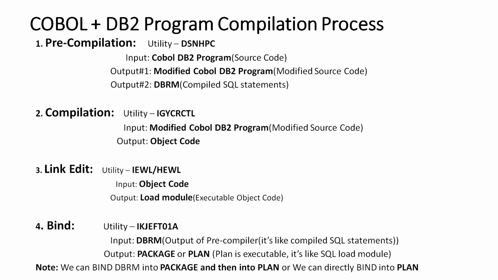Okay, it will create two outputs. This pre-compilation will generate two outputs. First output is the modified COBOL DB2 program. So in that there will be only COBOL statements. Where EXEC SQL statements are present, it will replace them with equivalent COBOL code. Equivalent to that, in COBOL it can use call statements. Okay, so it will use that as equivalent.